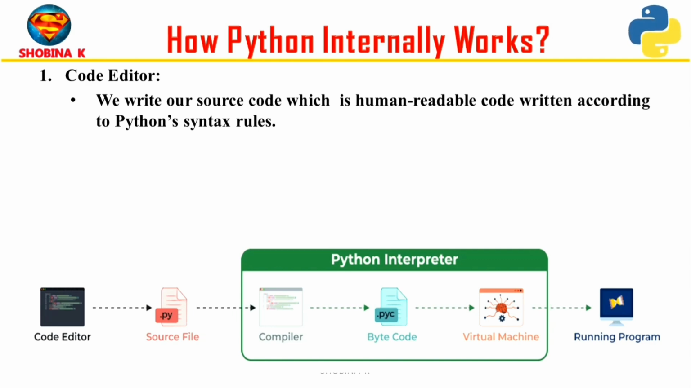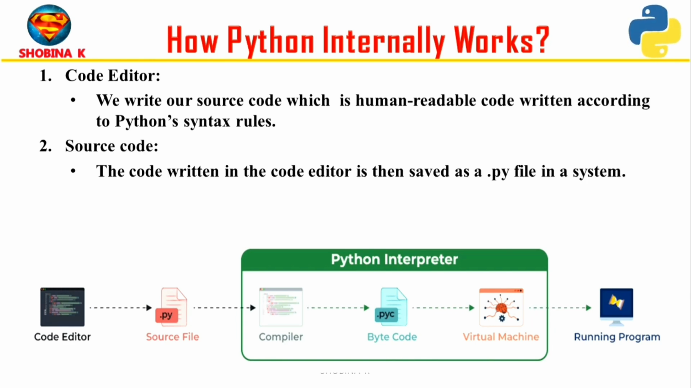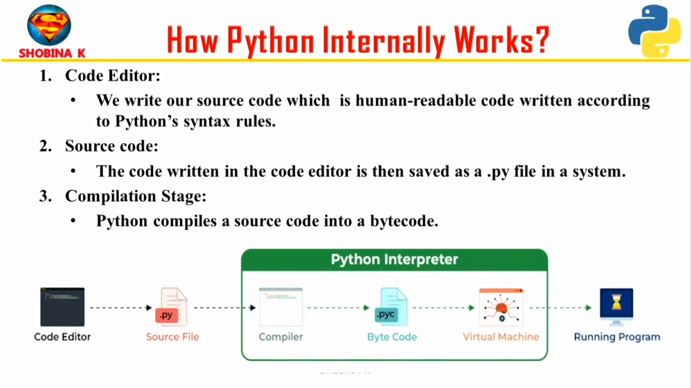First, we write the human readable Python code in a code editor. This is where the program begins its execution. Now save the code as a .py file. The .py file contains instructions for the computer written in human readable language. Next, the compilation stage. Python doesn't directly compile your code into machine code, instead it generates bytecode. Syntax errors are checked during compilation. The .pyc file, which is the bytecode, is then generated.